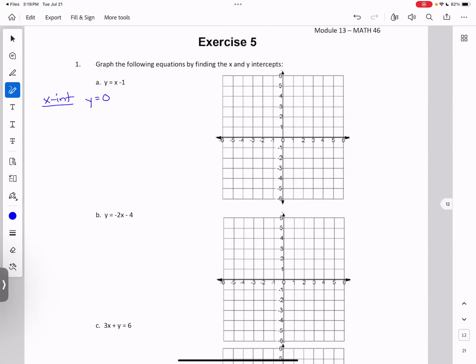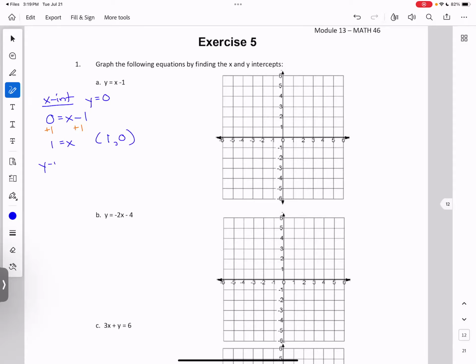So we write down our equation with y equals 0. That gives us 0 equals x minus 1. And then I want to gather my x's on one side, everything else on the other. So I add 1 to both sides of the equation to get 1 equals x. So therefore, my x-intercept happens when x is 1 and y is 0. So I have a point at 1 and 0.